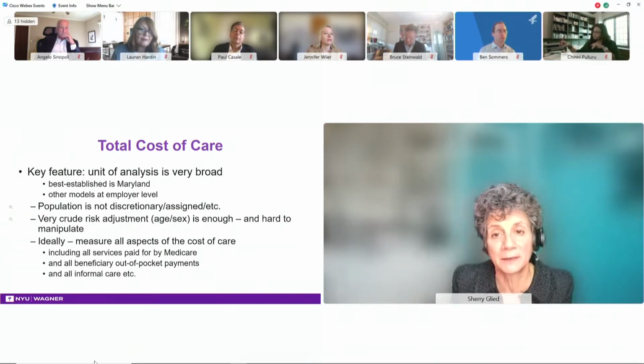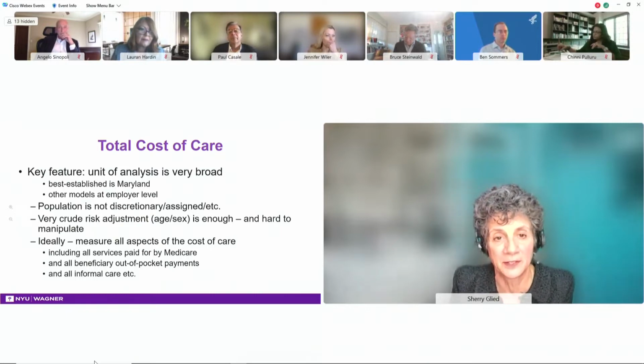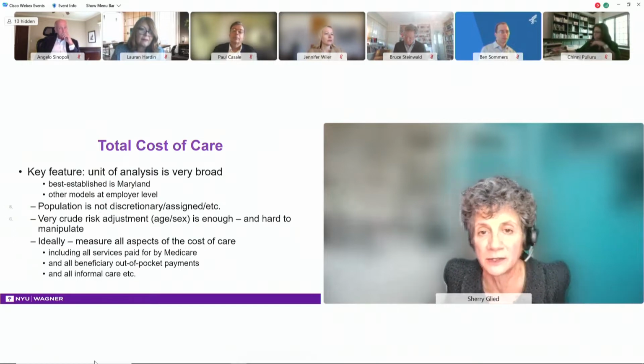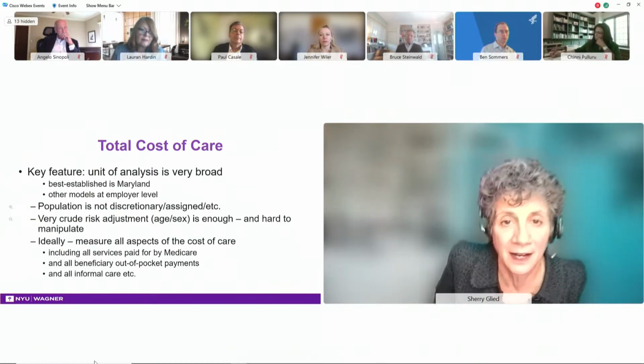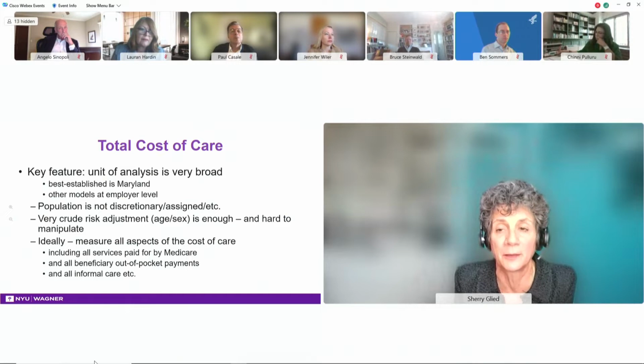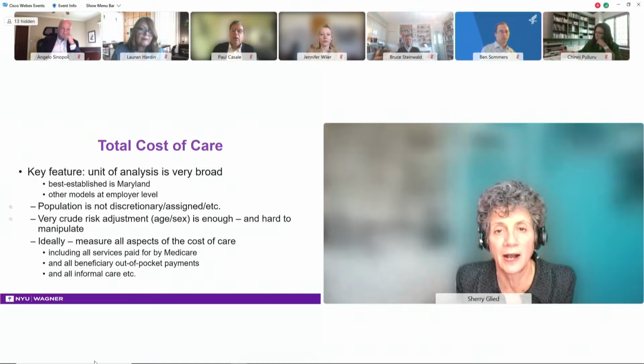So now we come to this idea of total cost of care. And I have to say, I'm on the board of the Milbank Fund, which has been thinking a lot about total cost of care. And one of the things I've learned about it is that everybody uses that term to mean something different. So I don't know exactly what total cost of care is, but I think the general idea of it is that the unit of analysis is very broad. The best established example of it is Maryland, where you basically take the entire Medicare system, the entire healthcare system, and you look at the total cost of care. There are other models at the employer level.